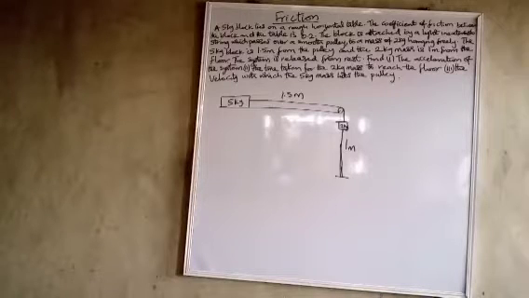Find: 1, the acceleration of the system; 2, the time taken for the 2 kilogram mass to reach the floor; 3, the velocity with which the 5 kilogram mass hits the pulley.